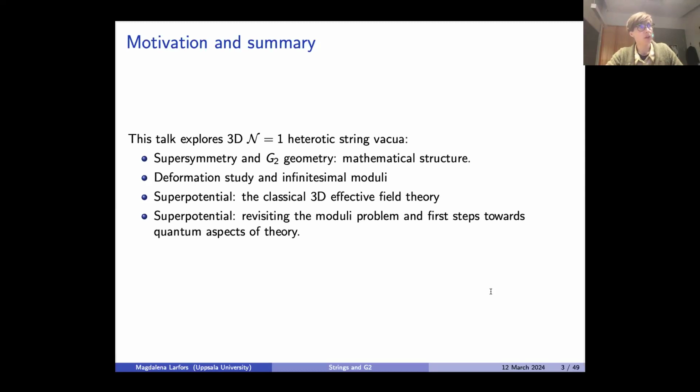And after having done that, I will use another tool to study more or less the same thing. So I will derive a superpotential for the three-dimensional theory that results from compactifying the 10-dimensional heterotic string on these 7-dimensional manifolds. And I will use this superpotential to revisit the moduli problem, and also say some things about an ongoing study that we have been working on for some time, which is targeting quantum aspects of this three-dimensional theory. So that's the plan for today.